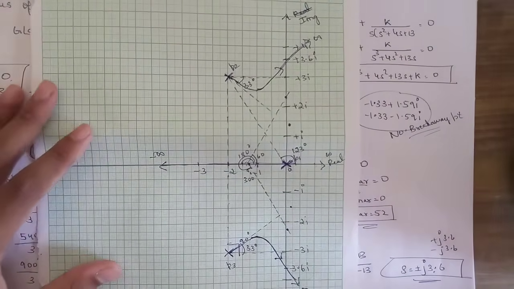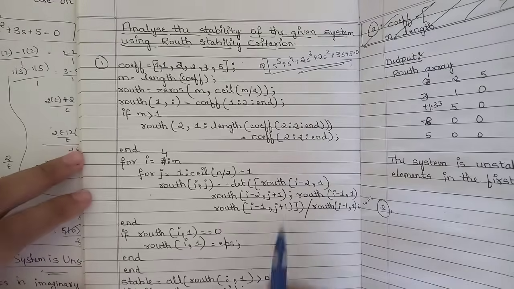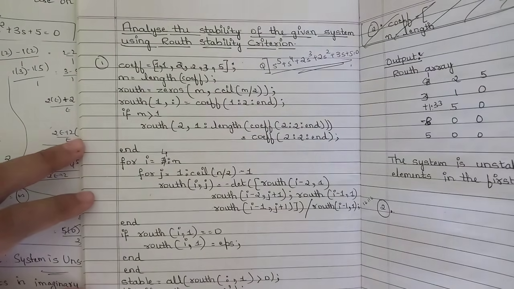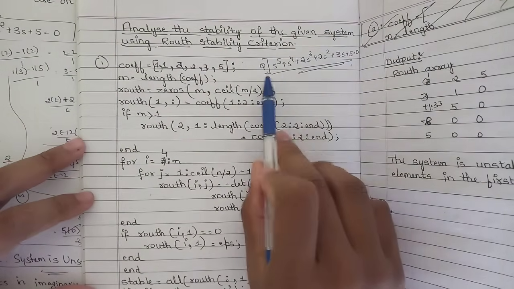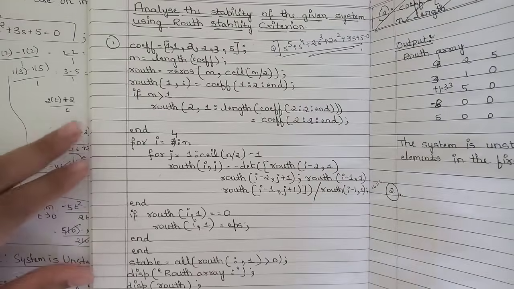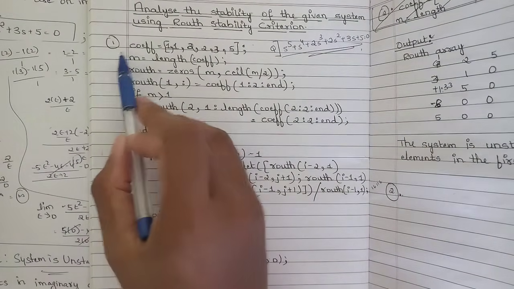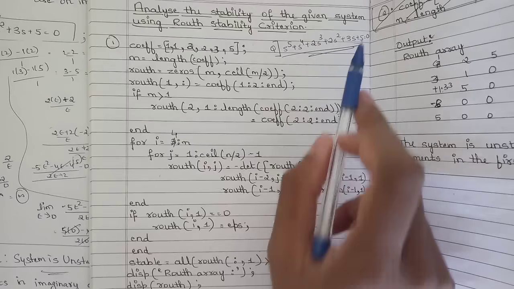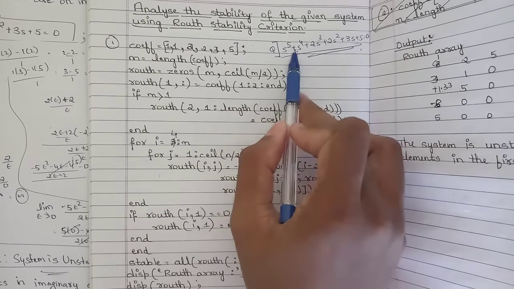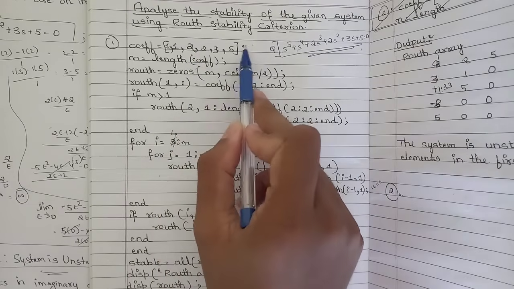Okay, so please note it down, a very important question. The code: we need to analyze the stability of the given system using the RS criteria. This is the same question which you have just solved right now. For that, this is one simple MATLAB code, which is very important. In the first line, write the coefficients of this polynomial, that is s to the power 5, 4, 3, 2, 1, 0: 1, comma, 1, comma, 2, comma, 2, comma, 3, comma, 5.